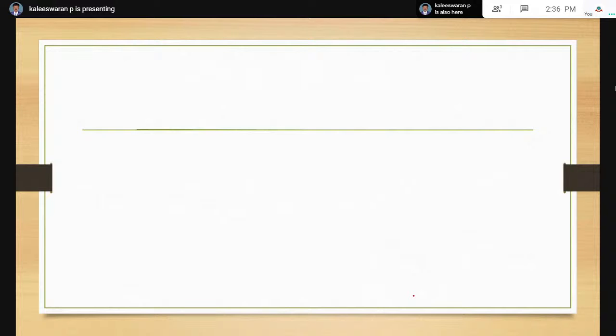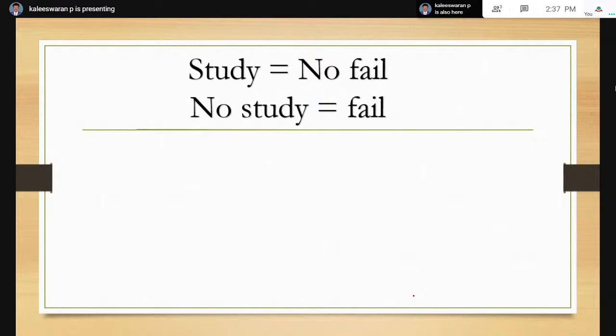The next one, so here I am writing one equation for aptitude. This is not a sum. This is just for fun. Here I am writing one equation for learning aptitude. Most of them are thinking study equal to no fail. This is the equation, study equal to no fail for other subjects. No study equal to fail.